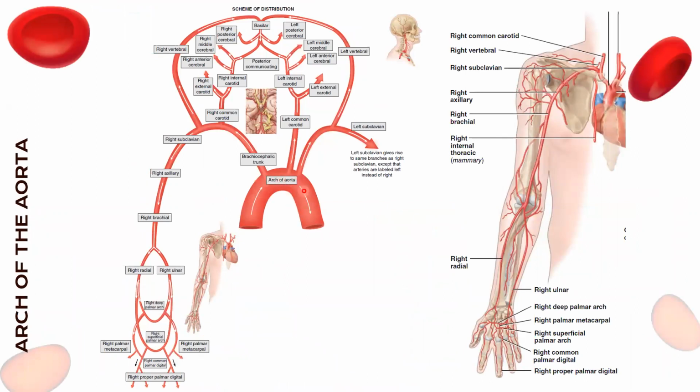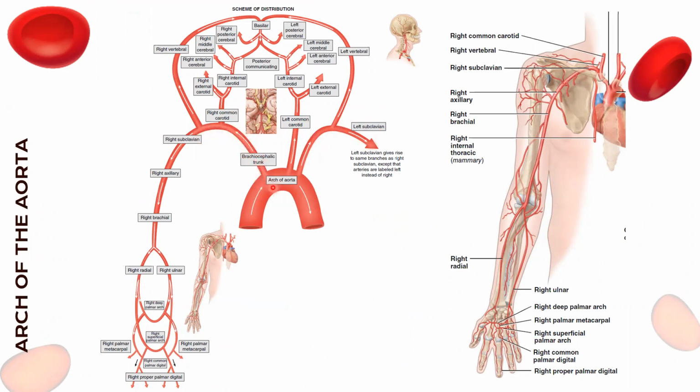Again, arch of the aorta, ABCs: A, B, C, S. Brachiocephalic, left common carotid, left subclavian. Your right common carotid will arise from the brachiocephalic, and the right subclavian also from the brachiocephalic.